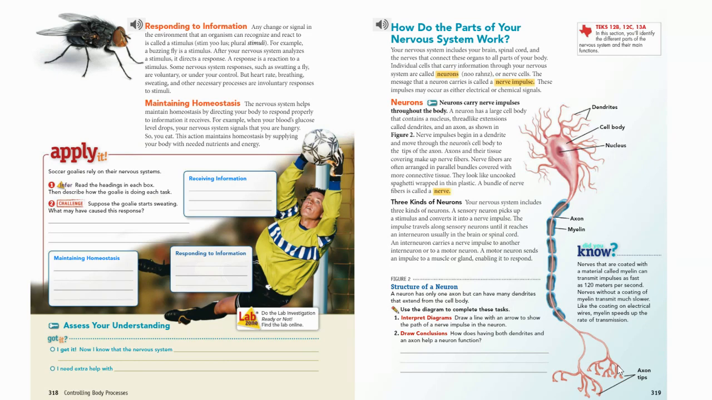An interneuron carries a nerve impulse to another interneuron or to a motor neuron. A motor neuron sends an impulse to a muscle or a gland, enabling it to respond. Motor here just means movement. So it's going to cause a reaction or a movement, a response to a stimulus. Okay?